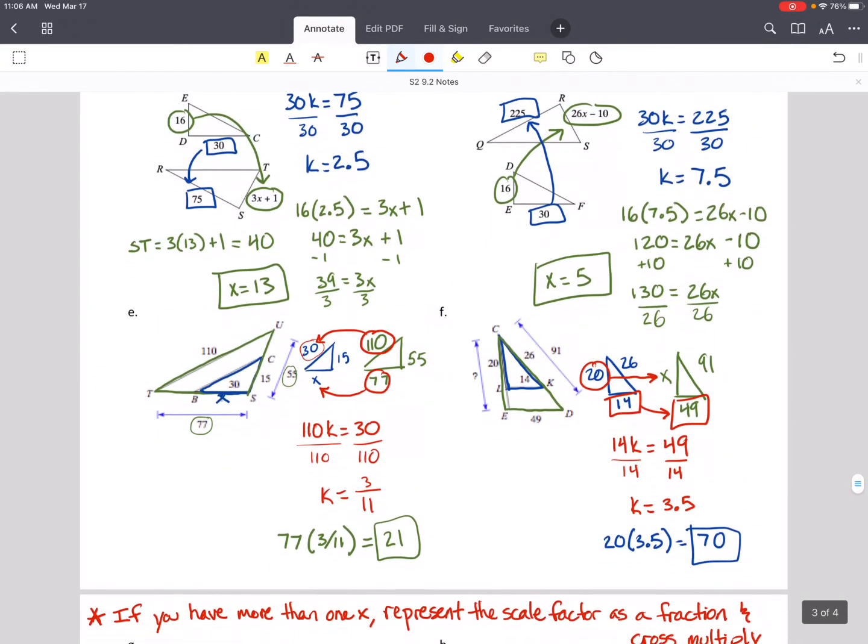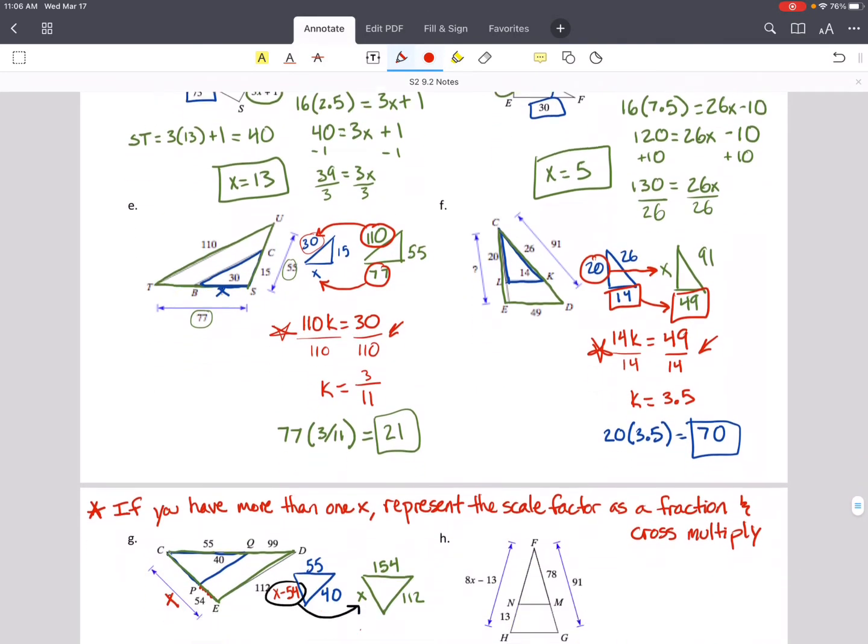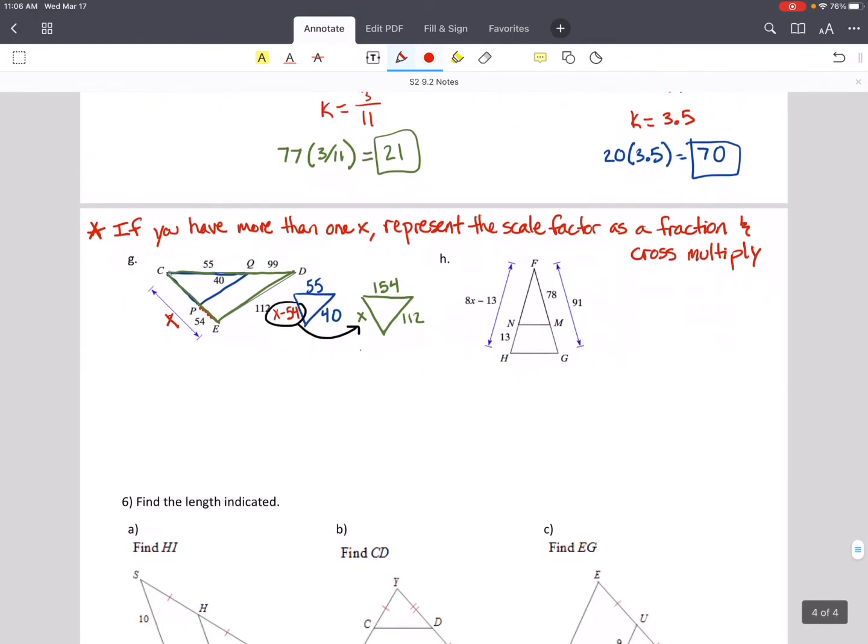notice here, here, here, we're dividing for everything. And so the scale factor was like, oh, 75 divided by 30, 30 divided by 110, 49 divided by 14, 225 divided by 30. So instead of actually doing that, we'll just represent it as a fraction.